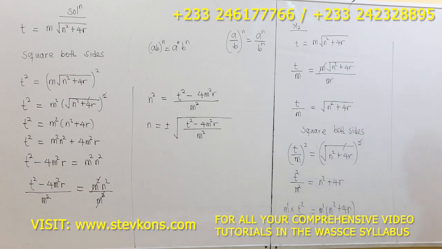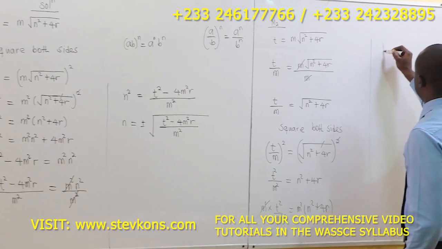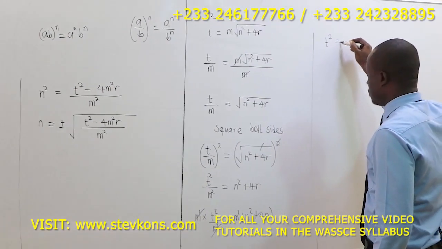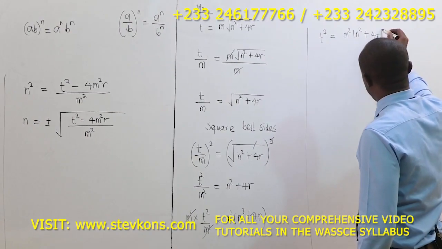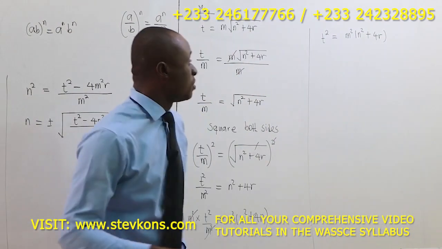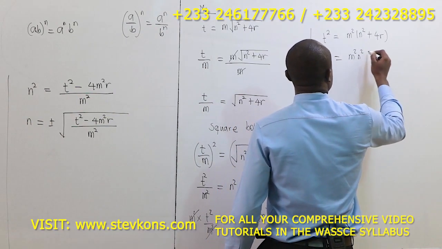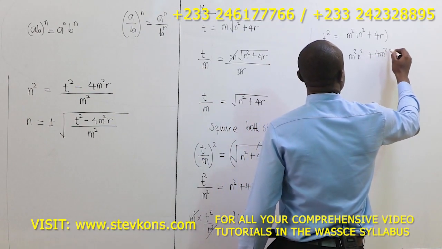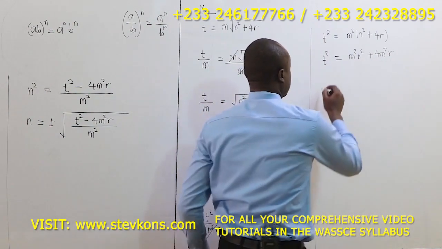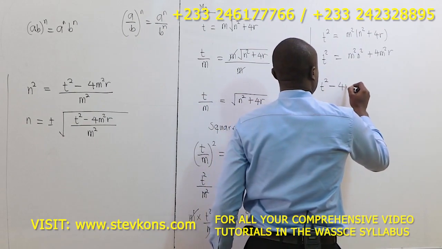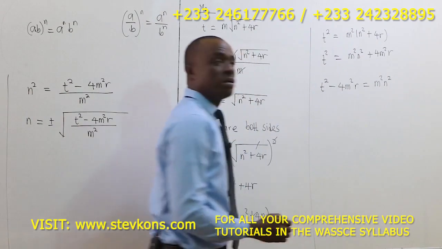And clearly from here, now this is cancelling out that. So we have t squared to be equal to m squared times n squared plus 4r. Now what do you do from here? We expand using the distributive property. t squared equal to m squared n squared plus 4m squared r. We want to make n the subject, so this has to cross to the other side. t squared minus 4m squared r equal to m squared n squared.